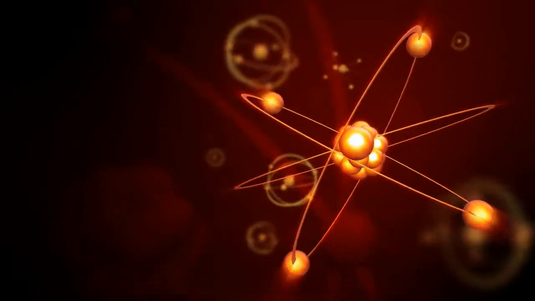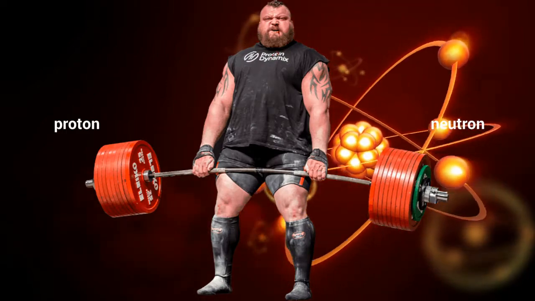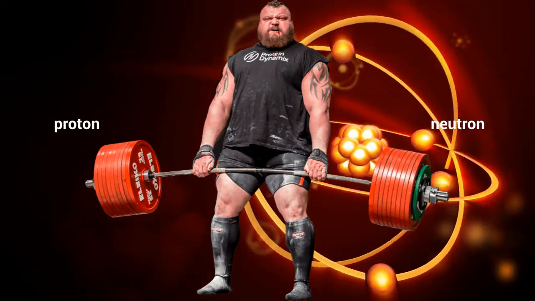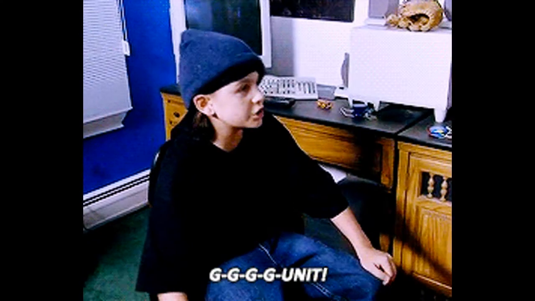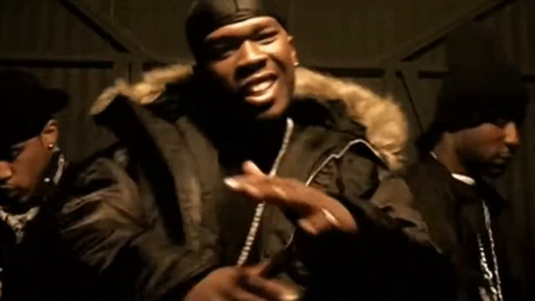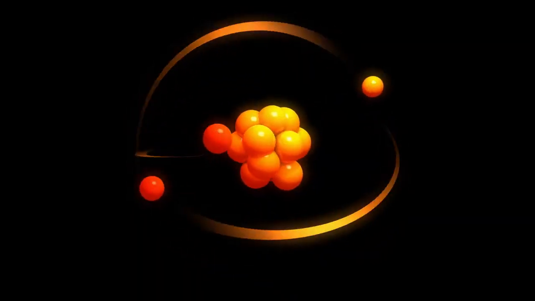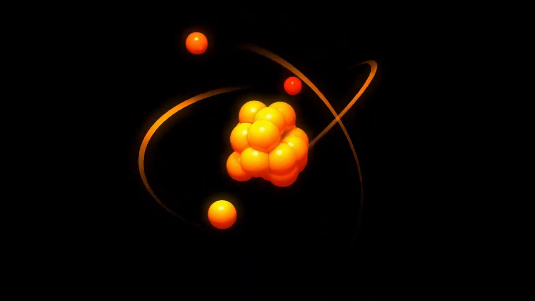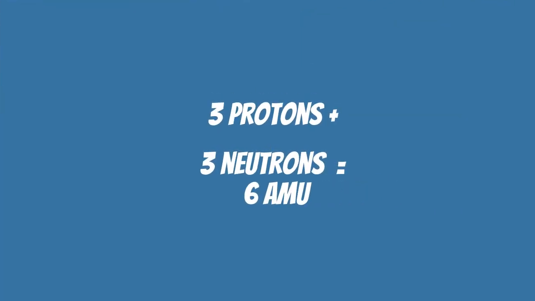The proton and the neutron each contribute mass to an atom, 1 atomic mass unit each. You can think of the label AMU as the pounds of an atom. It is the unit label that describes the amount of mass in that particular atom. Therefore, if I have an atom with 3 protons and 3 neutrons, the mass would be 6 AMU.